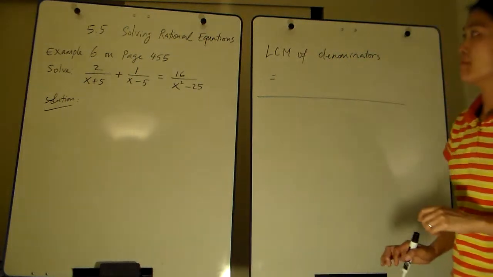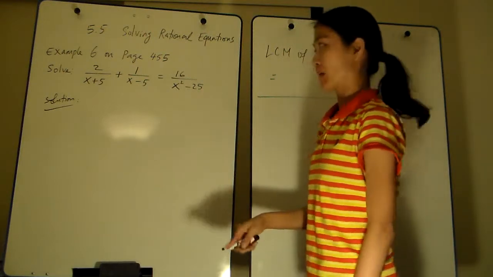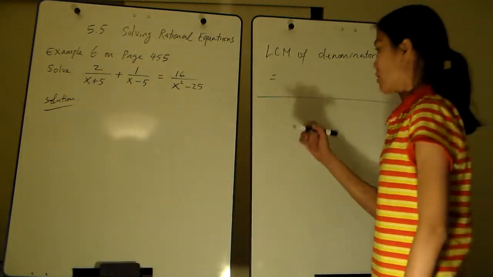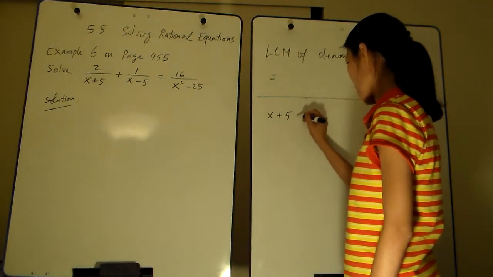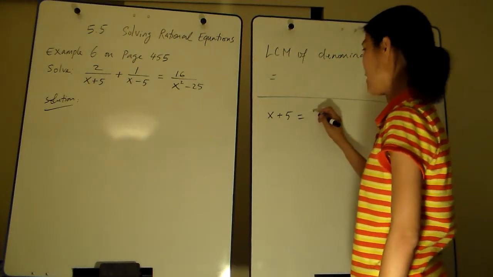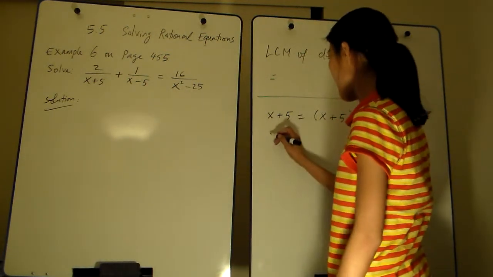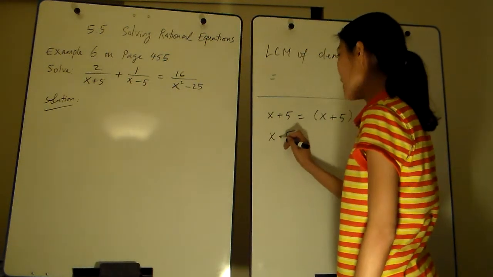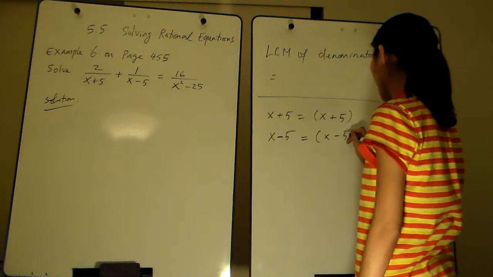So to find the LCM, we're going to look at all denominators and factor them out. For the first denominator, we have x plus 5. X plus 5 cannot be factored any further. It's just x plus 5. For x minus 5, it cannot be factored any further, so just x minus 5.